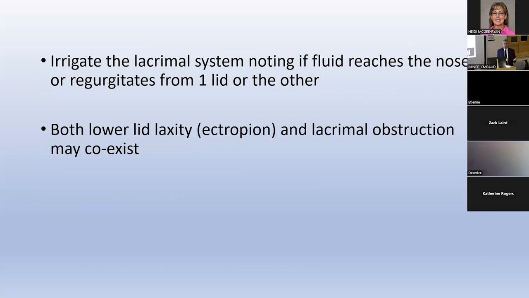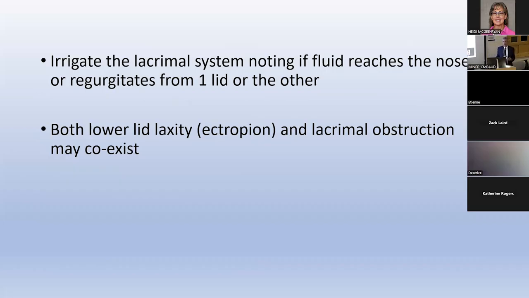And then you can walk right in the room and irrigate the patient if you think that's what has to be done. Of course, you put some proparacaine in the eye, a few drops first, but it's simple to flush it. And you want to see, does fluid reach the nose, meaning the whole system is open, or is there some reflux or regurgitation, either through the same lid or through the opposite lid, because that helps identify where the blockage is. And both lid problems and an obstruction can coexist at the same time.